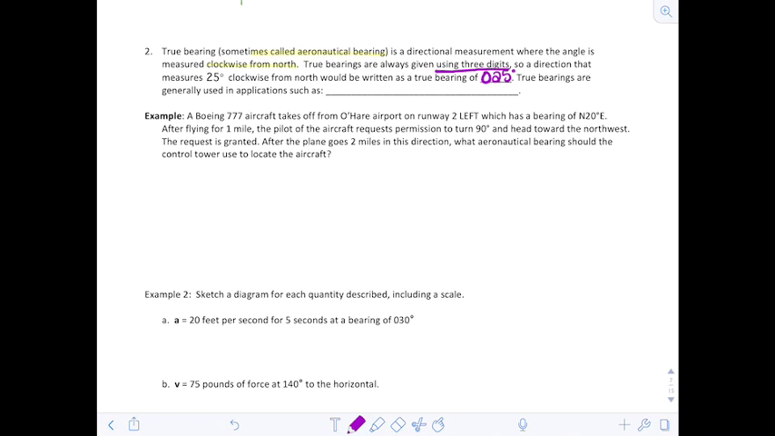True bearings are generally used in applications with airplanes, anything above the ground, aeronautical. So anything moving above ground.